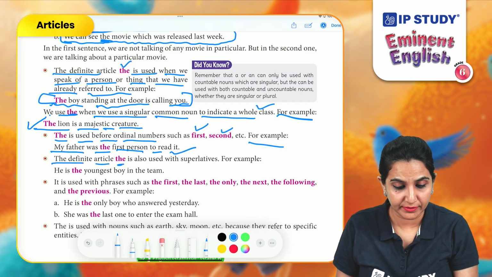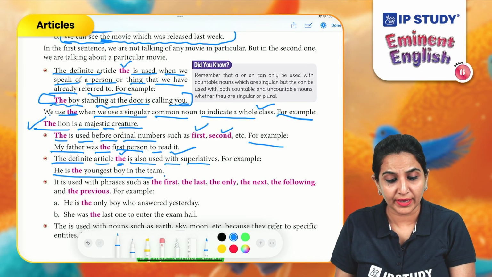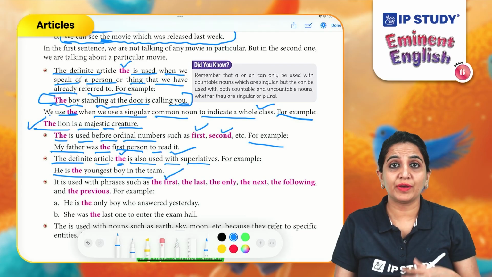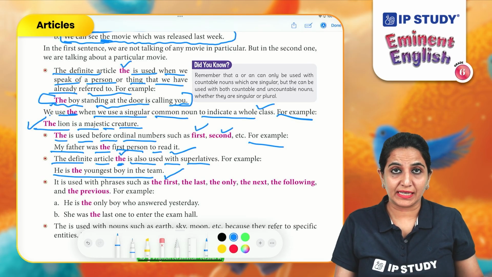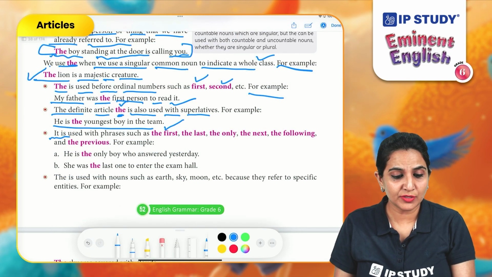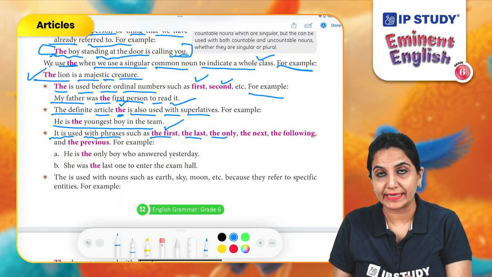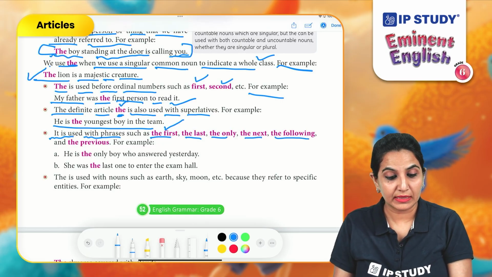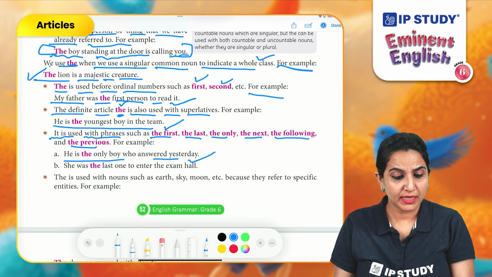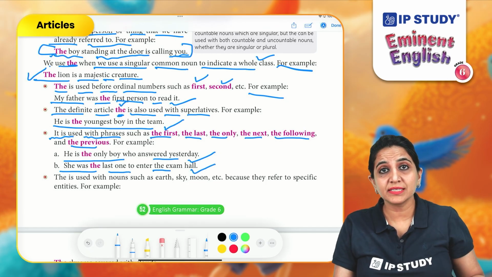The definite article the is also used with superlatives. For example, he is the youngest boy in the team. He is the fastest boy in the class. So when you're using the superlative degrees, you are definitely using article the for it because this is the definite article. It is used with phrases such as the first, the last, the only, the next, the following, the previous. For example, he is the only boy who answered yesterday. She was the last one to enter the exam hall. So we're talking about the boys from the whole class.